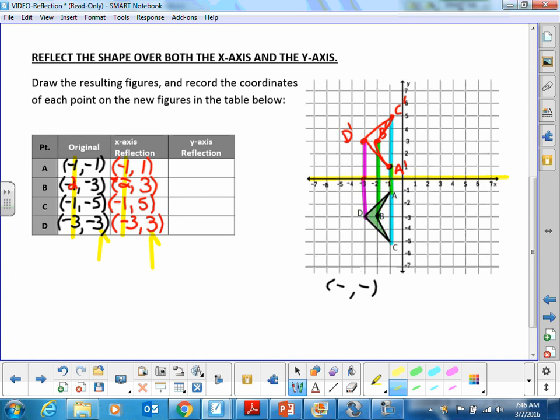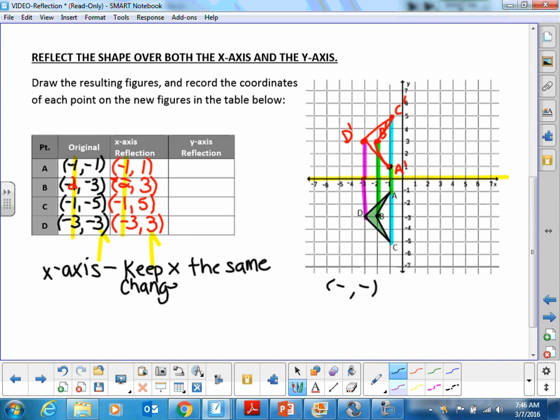So an easy, quick way, and you can write this down, if you're going over the x-axis, remember we wrote this on our table, you keep the x the same and change the sign of the y. And that's all we did. The numbers actually stayed the same. The only thing that's changing is the sign of the y.